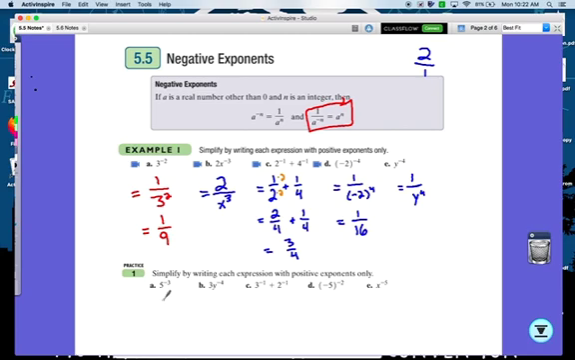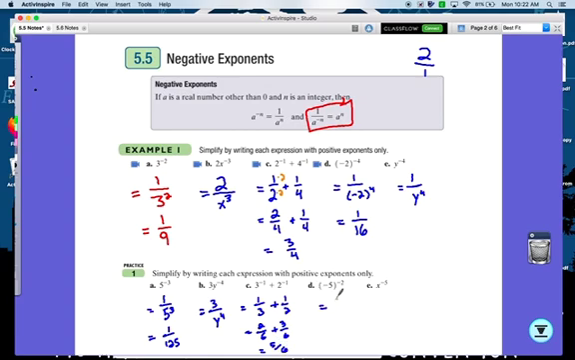Here are the answers. Got 1 over 5 to the 3rd, which is 1 over 125. On B, I've got 3 over y to the 4th. On C, I've got 1/3 plus 1/2. That'll become 2 over 6 plus 3 over 6, when I find a common denominator of 6, which ends up giving me 5 over 6.